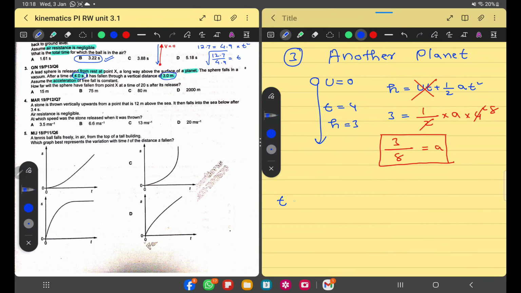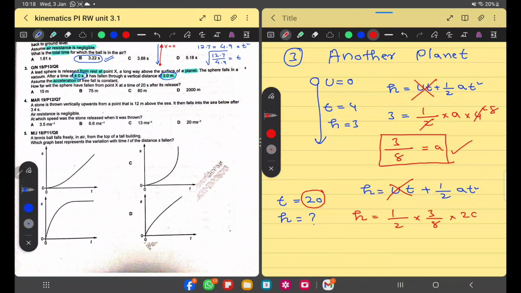The question is, in 20 seconds, how much height has the object fallen? I'm using the same equation again: h equals ut plus half at square. As the object is released, the initial velocity is 0. Height we have to calculate. We have calculated the acceleration earlier: acceleration is 3 upon 8, and the time given in this condition is 20 seconds. So if you solve 20 square and then half of 3 upon 8, you will get the answer.